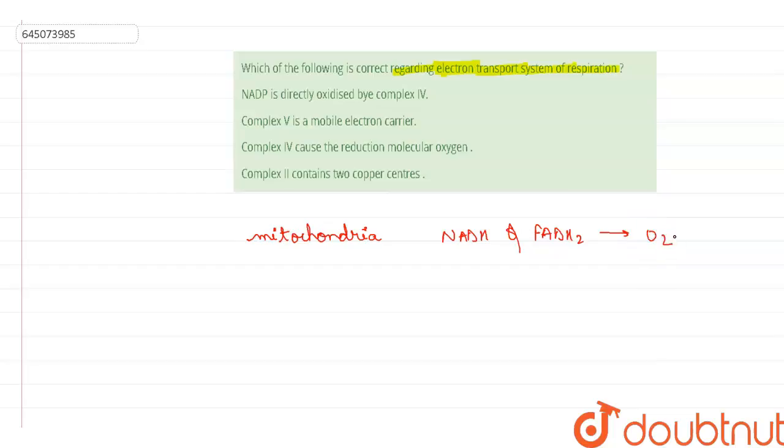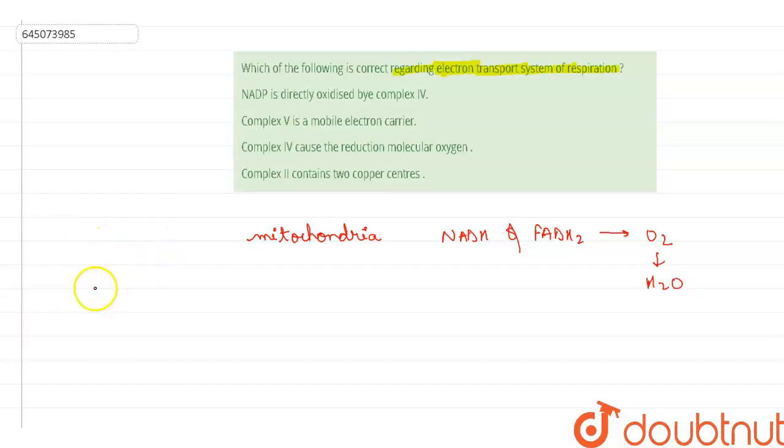In this process, protons are being pumped from the mitochondrial matrix to the intermembrane space, and oxygen is reduced to what? Oxygen is being reduced to water. So this is all about the electron transport system. Now, there are several complexes in this system.